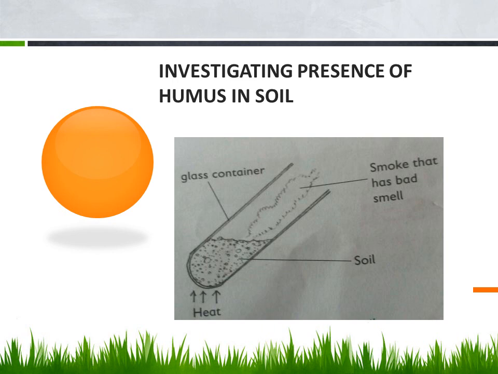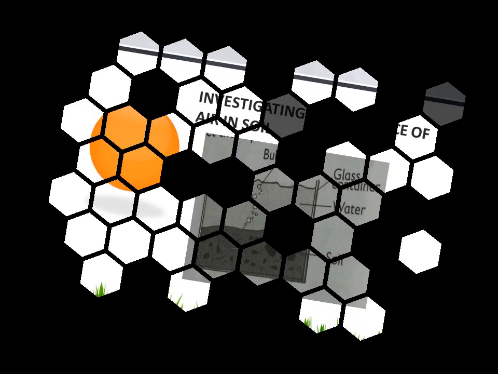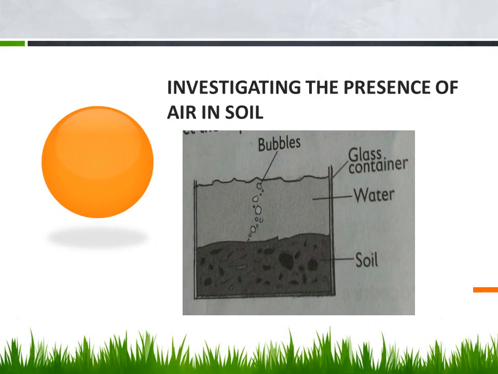Observation: smoke with a bad smell is produced after burning the soil in the test tube. This indicates that soil contains humus. Another name for humus, pupils, as I've said, is organic matter. The third one is investigating the presence of air in the soil.